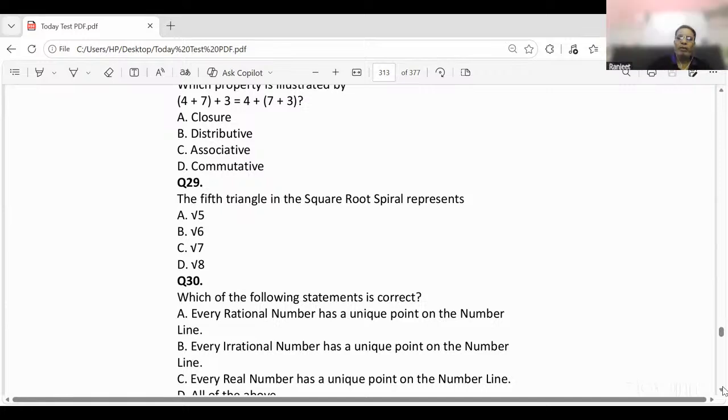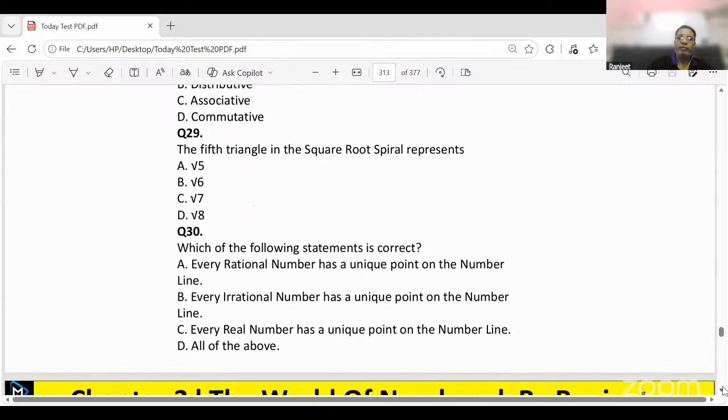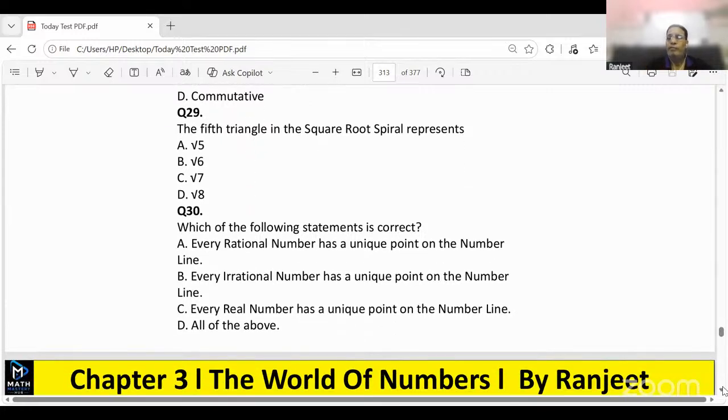Which of the following statements is correct? Every rational number has a unique point on the number line. Every irrational number has a unique point on the number line. Every real number has a unique point on the number line. D, all of the above.